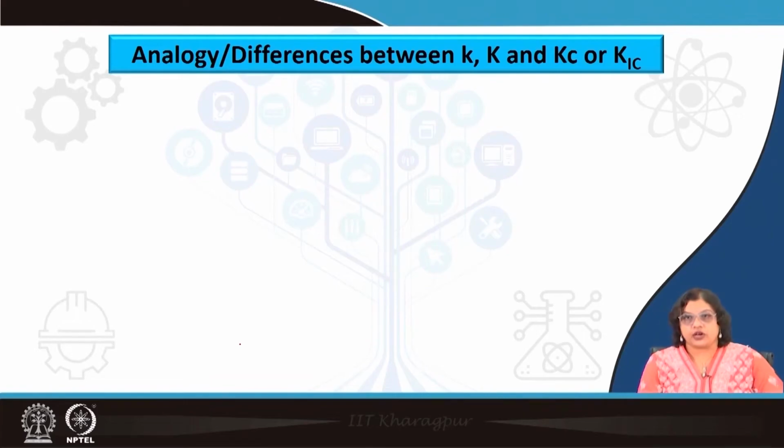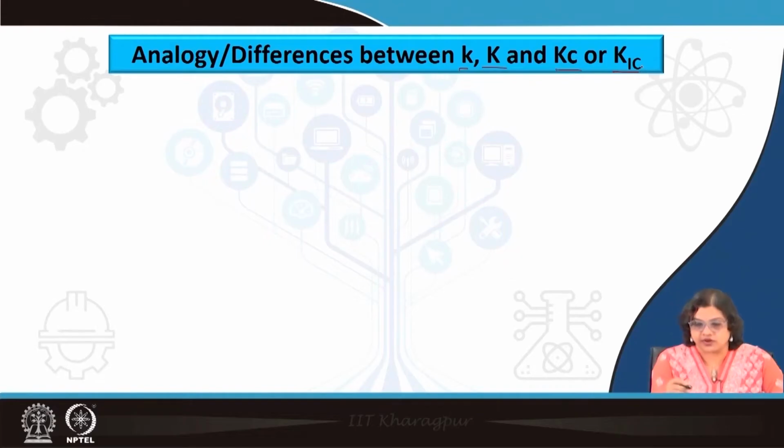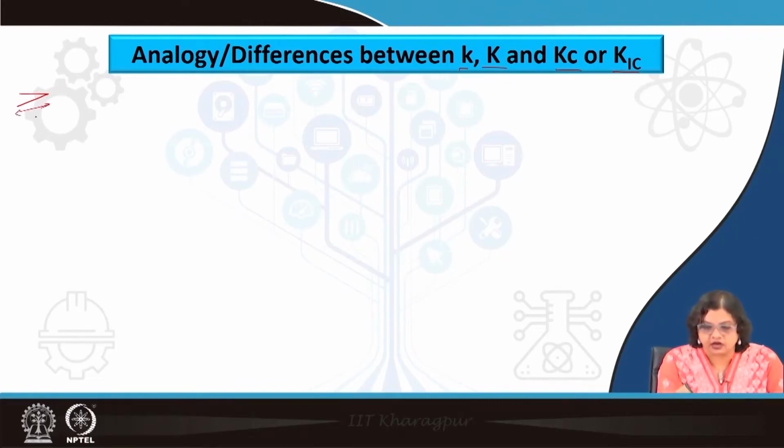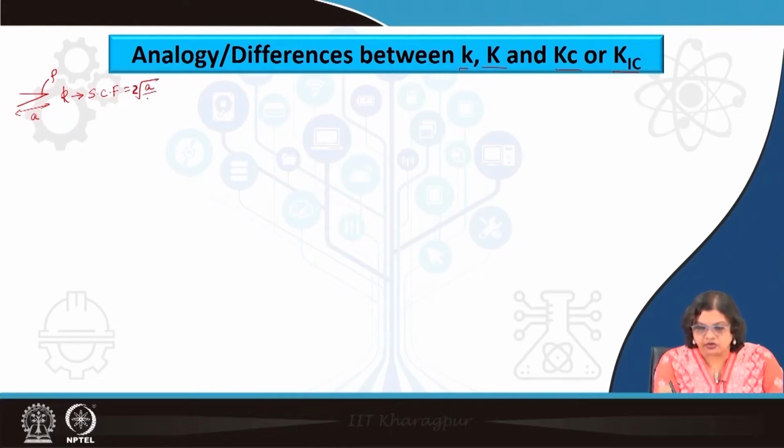Okay. Now, if we try to draw the analogy between the different parameters that we have discussed so far, small k, capital K, or the critical value of capital K. Now, small k is nothing but the stress concentration factor. If we look into our previous lectures, we will see that if there is a crack of half length a and radius of curvature for the crack tip is rho, then small k, or the stress concentration factor, is given by root over a by rho.